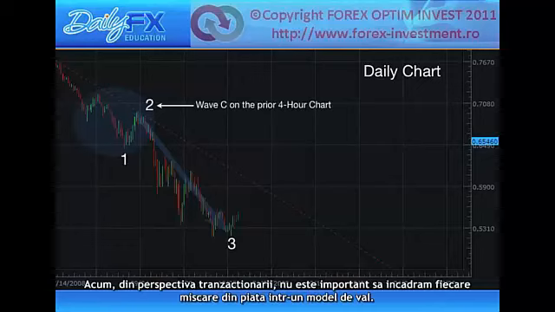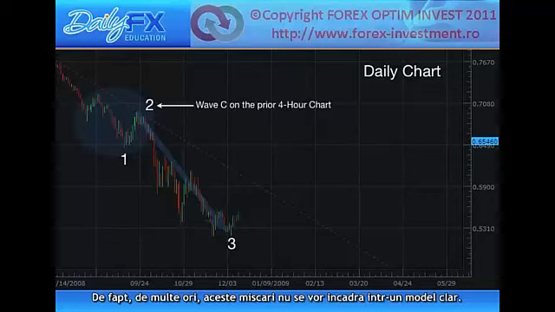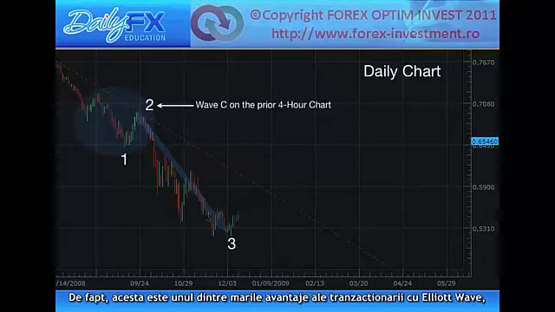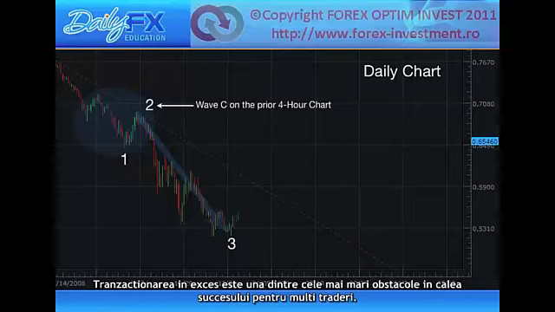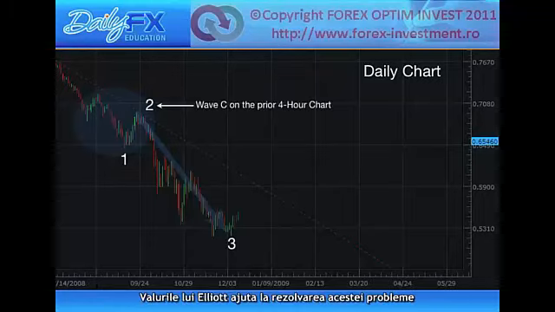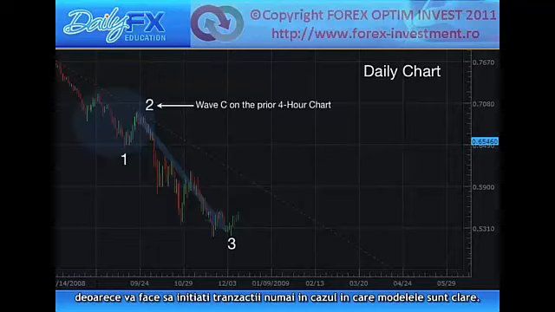Now, from a trading perspective, it's not important to fit every market movement into a wave pattern. In fact, sometimes there will not be a clear pattern at all. This is not a problem, however. In fact, this is one of the great benefits of trading with Elliott wave. You can better gauge when to take action. Overtrading is one of the biggest barriers to success for many traders, and Elliott wave helps to solve this problem because you only enter the market when the patterns are clear.